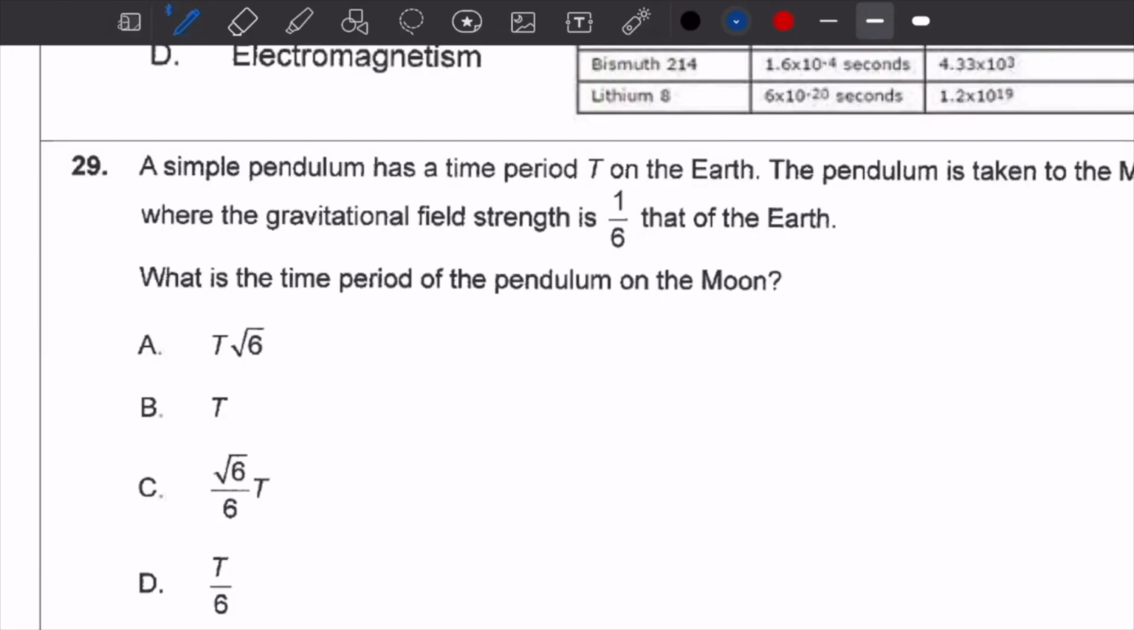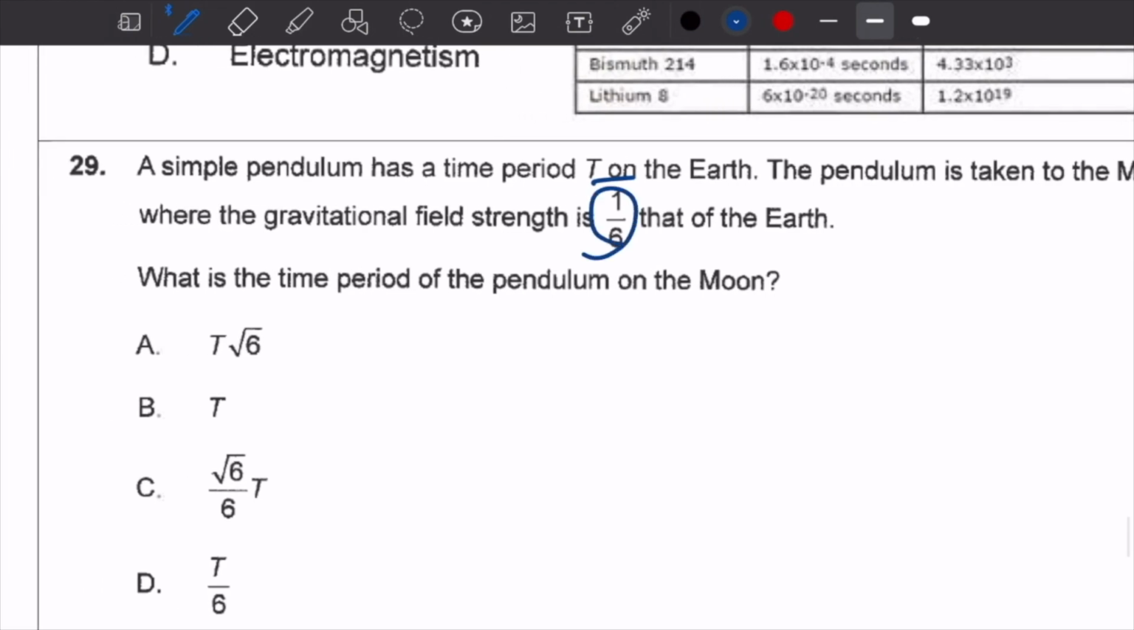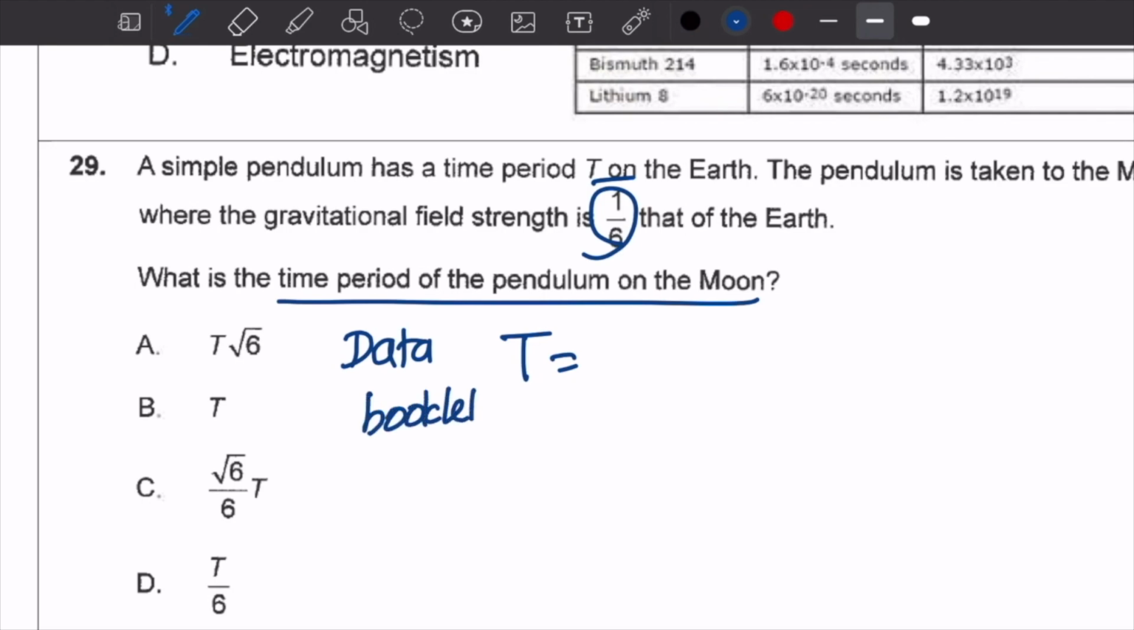A simple pendulum has a period T on Earth. It is taken to the moon, where the gravitational field strength is 1/6. What is the time period of the pendulum on the moon? If you check the data booklet, it actually gives you the period of a simple pendulum.